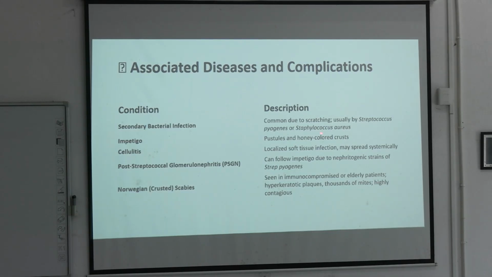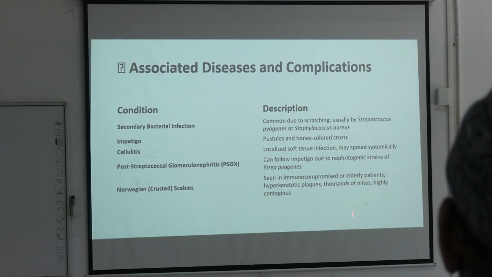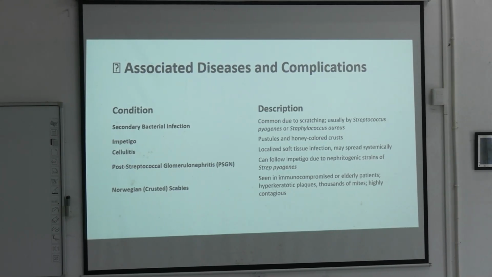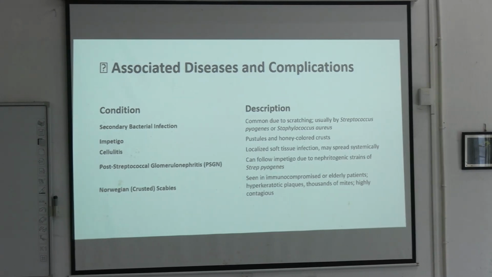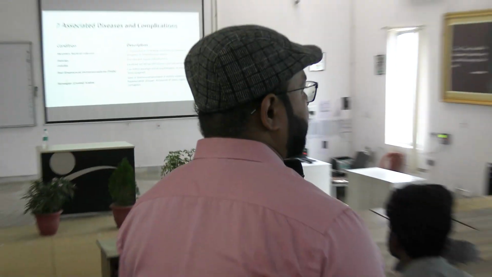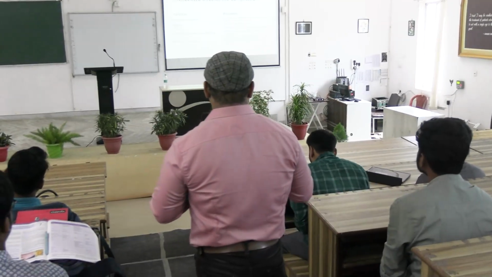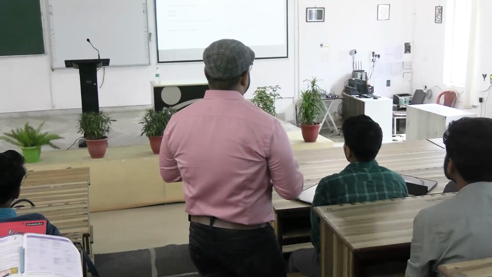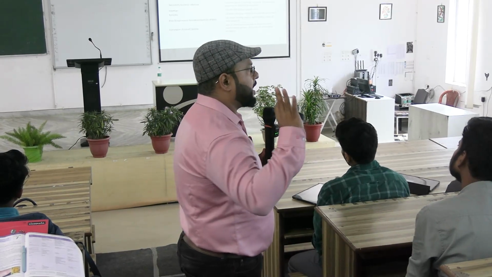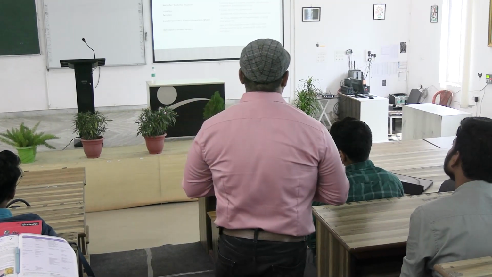So secondary bacterial infections can occur by scratching, and impetigo, cellulitis. Impetigo is pustules and honey-colored crusts. Cellulitis, localized soft tissue infections, may spread systemically. Post streptococcal glomerulonephritis. So all can happen due to a secondary bacterial infection. Scabies itself does not have the ability to do these. Impetigo, cellulitis, PSGN, whatever, or crusted scabies, all things can happen with the help of secondary bacterial infections.